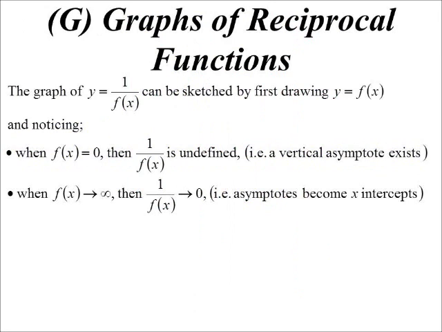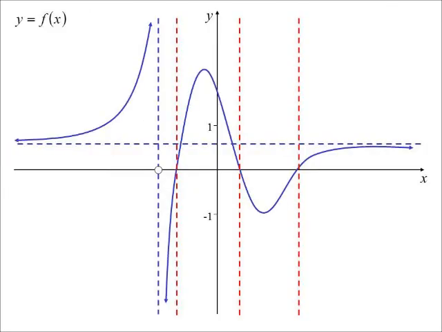So if the original function is going to infinity, so approaching an asymptote, if I turn it upside down, my new graph must be going towards 0. So we end up with an x-intercept, sort of. So my vertical asymptote there becomes the x-intercept, sort of. You'll notice I've made it a hollow circle.